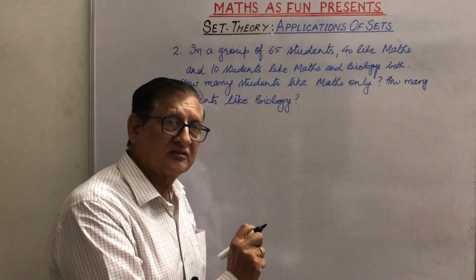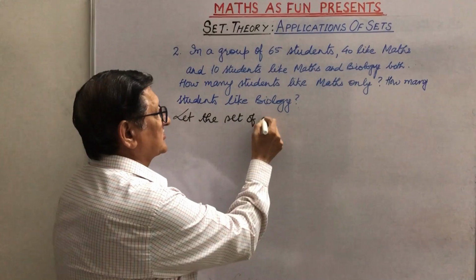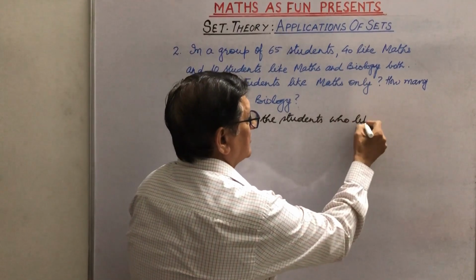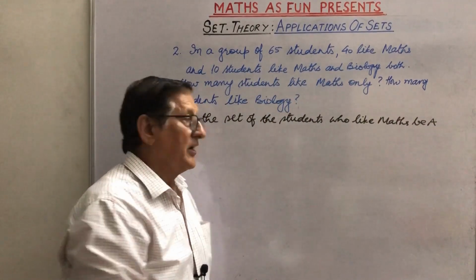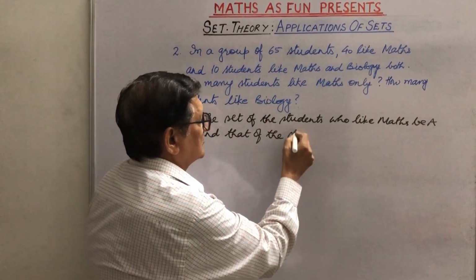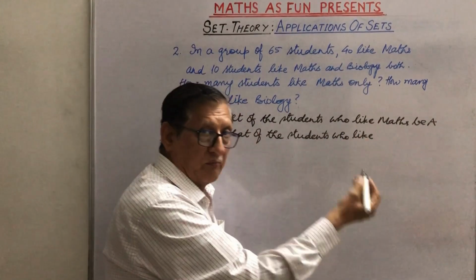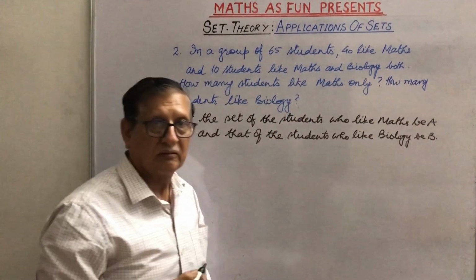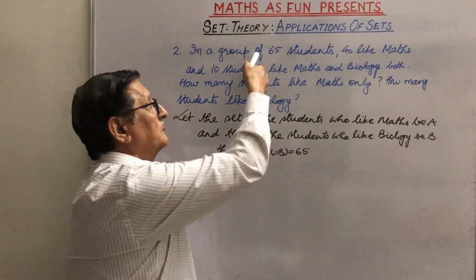So first we consider the sets. Let the set of the students who like maths be A and that of the students who like biology be B. Then what we have? n(A union B) is equal to 65 because total number of students is 65.